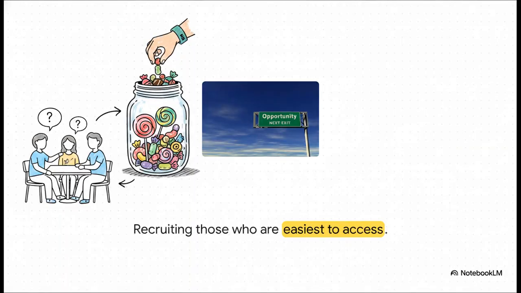Well, the absolute easiest way is to just grab what's right in front of you. Opportunity sampling is quite literally grabbing the sweets closest to the top of the jar. You just recruit those who are easiest to access or most convenient at that exact time. If you're a psychology student running a quick study, an opportunity sample might just be you asking the friends sitting next to you in the common room to take part.